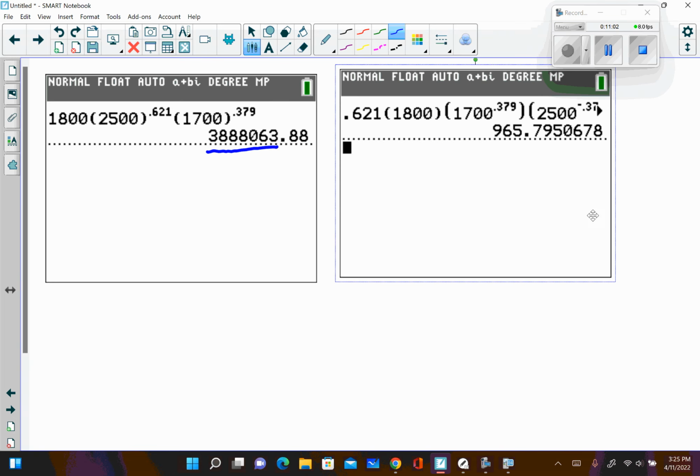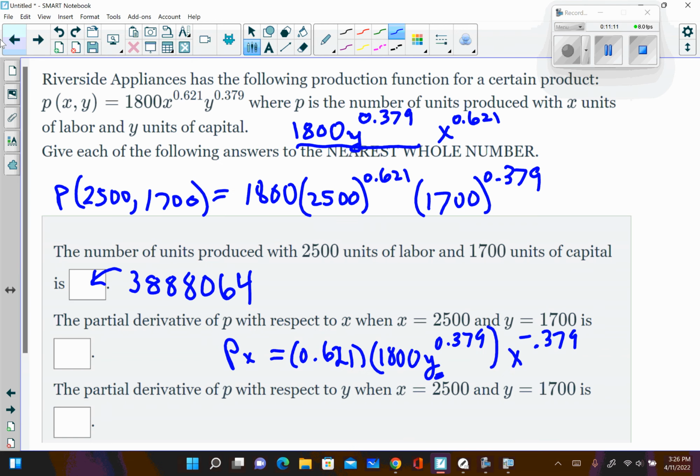And we're going to round this to the nearest whole number, 966. So that's what's going to go there, 966.